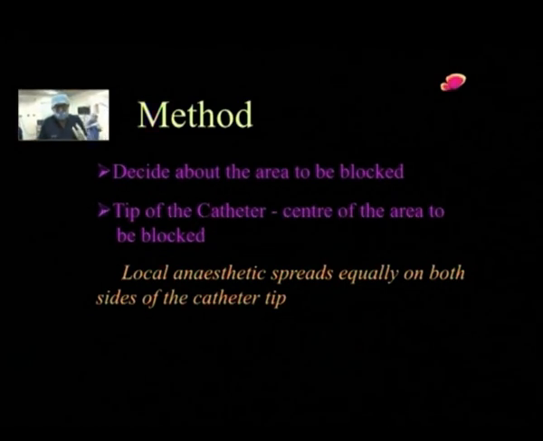Then you decide where you are going to place the tip of the catheter. Ideally, the tip of the catheter should be placed at the center of the area to be blocked, taking into consideration that local anesthetic spreads equally on both sides of the catheter tip.